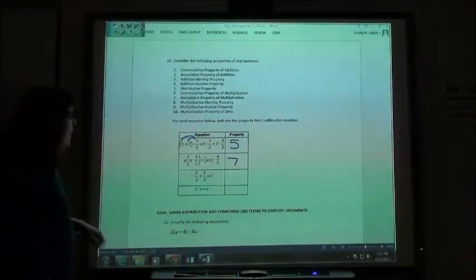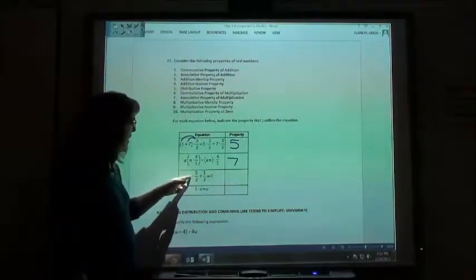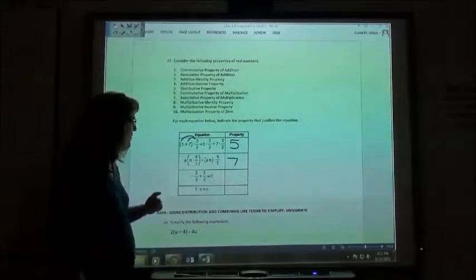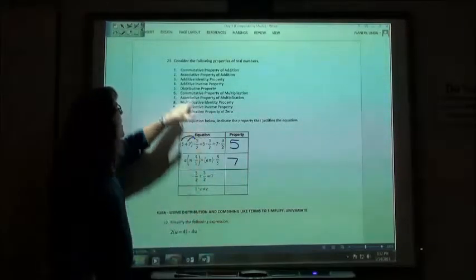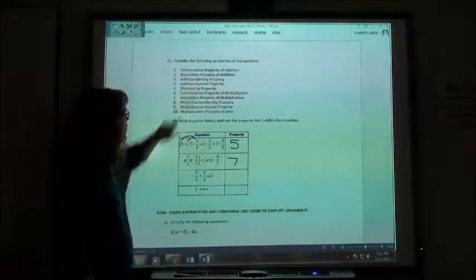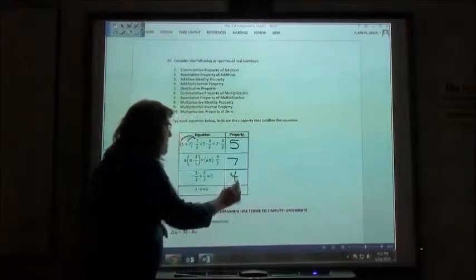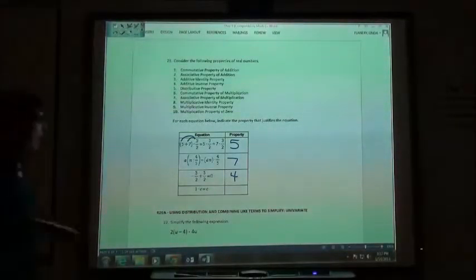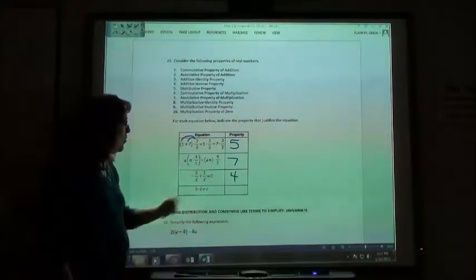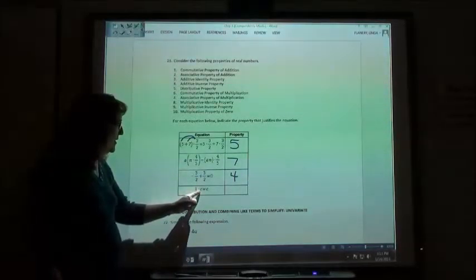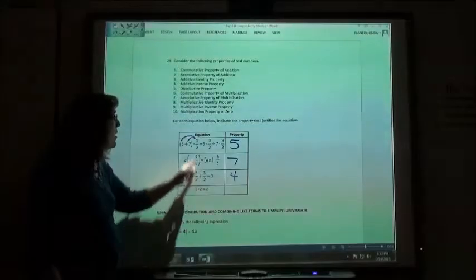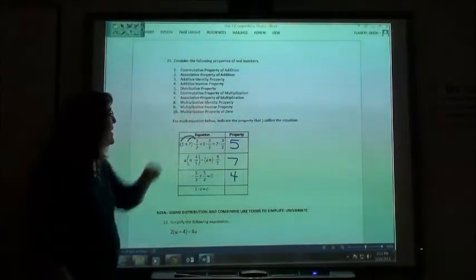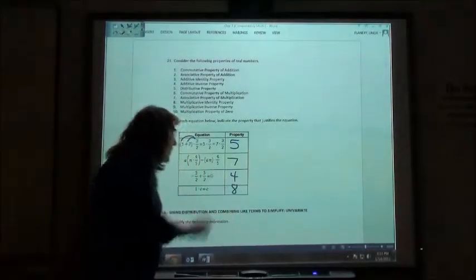The next one, I'm doing adding and subtracting. I have a negative 5/2 and a positive 5/2, which are opposites. That's going to be my additive inverse property. When I add opposites, I get an answer of 0. So number 4 is additive inverse. And then I have 1 times c equals c. I had c, I multiplied it by 1, which is my multiplicative identity. So multiplicative identity is 8.